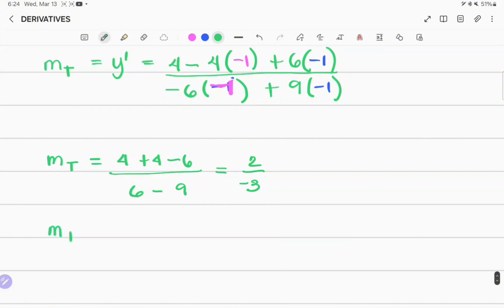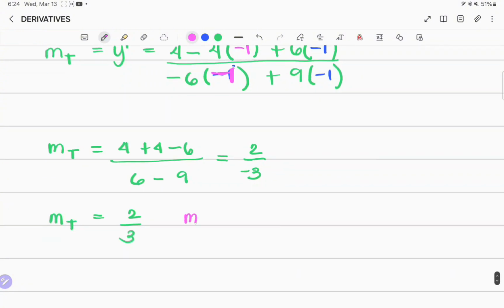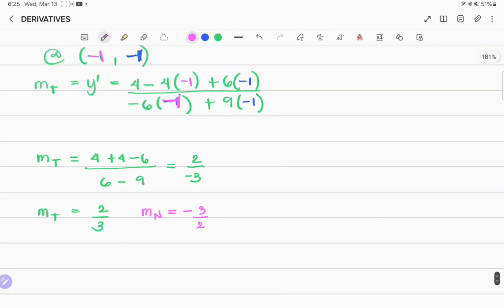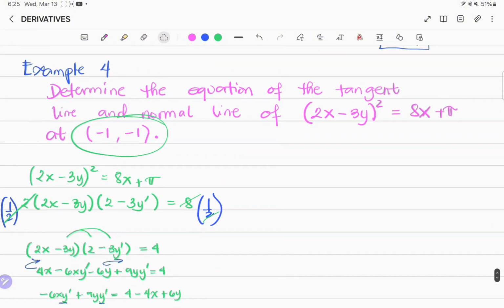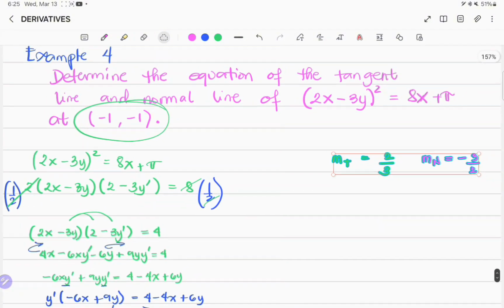So if our slope of the tangent line is 2 over negative 3, then the slope of the normal line is the negative reciprocal of the slope of the tangent line. So the negative reciprocal of the slope of the tangent line is 3 over 2. Based on this basic information of the slope, we can determine the equation of the tangent and of the normal line using that coordinate and the formula of our lines.